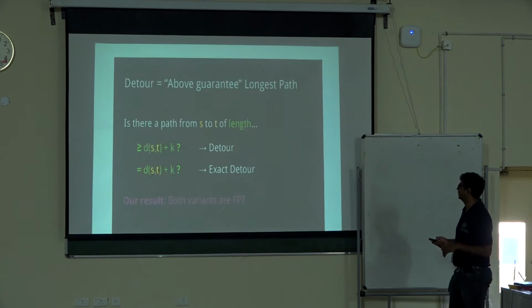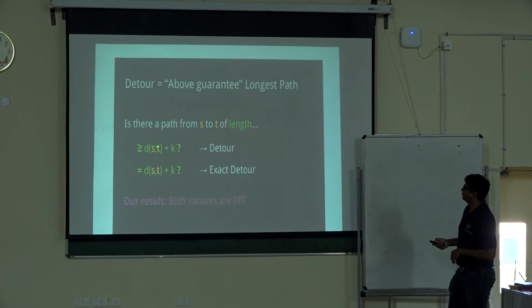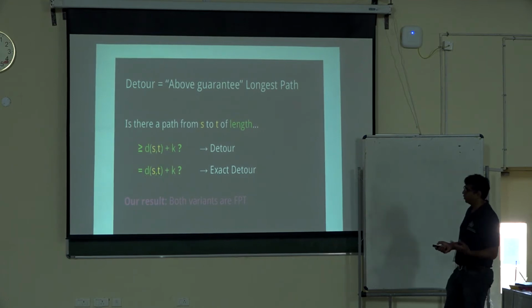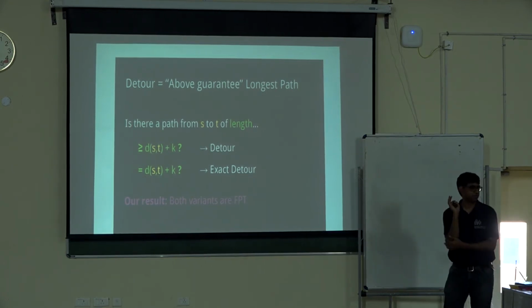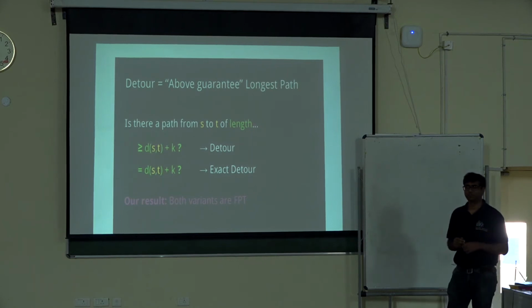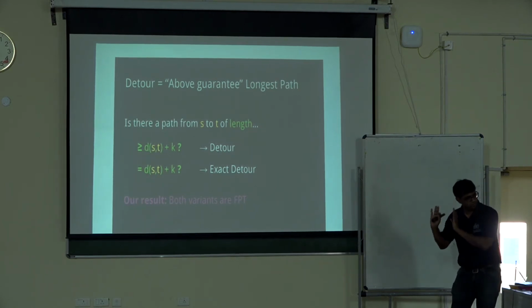It's not always true. And what they showed is that the variations of S2P of length at least DST plus k and equal are both FPT, using some variations of graph minors, this and that. We will not talk about this.